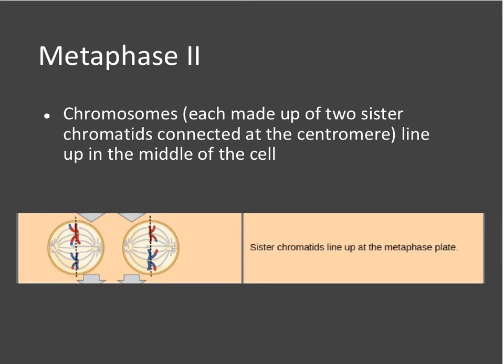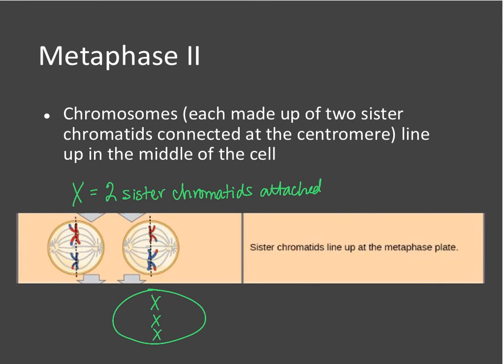During metaphase 2, the chromosomes, which remember they are these X-shaped chromosomes, which means that we have sister chromatids present. So we have two sister chromatids that are attached to each other. And so these X-shaped chromosomes are lining up along the middle of the cell because during the next phase, which is anaphase, each of the sister chromatids is going to get pulled to a different side of the cell.